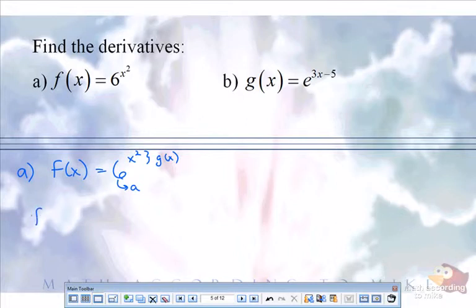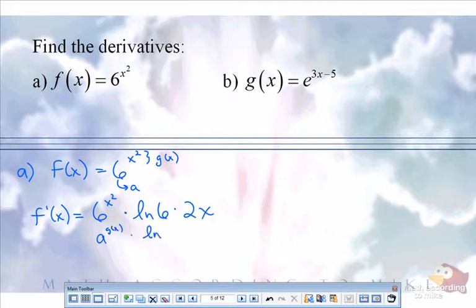So the derivative would be, the first one is you get back what you start with, 6 to the x squared, times natural log of 6, times the derivative of g of x. What's the derivative of x squared? 2x. So a to the g of x times the natural log of a times g prime of x.